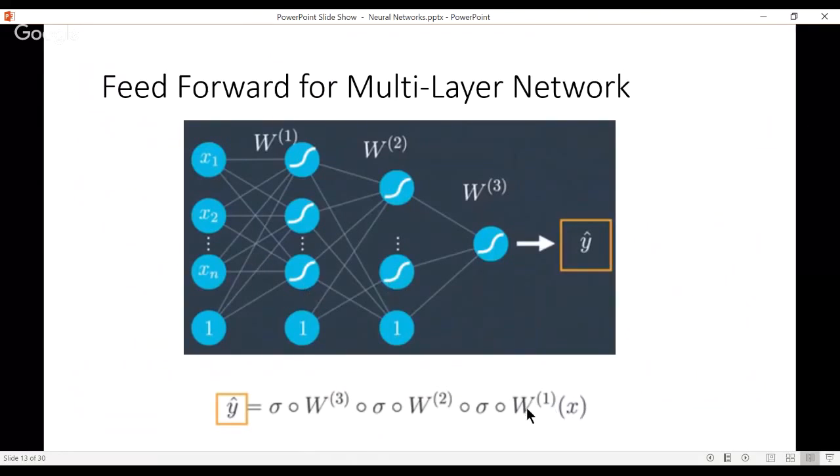Again, we start from the right in this equation, right to left. So x is a set of these points. We take dot product, then take sigmoid of that, and so on and so on. So this also represents the basic functioning of a neural network.